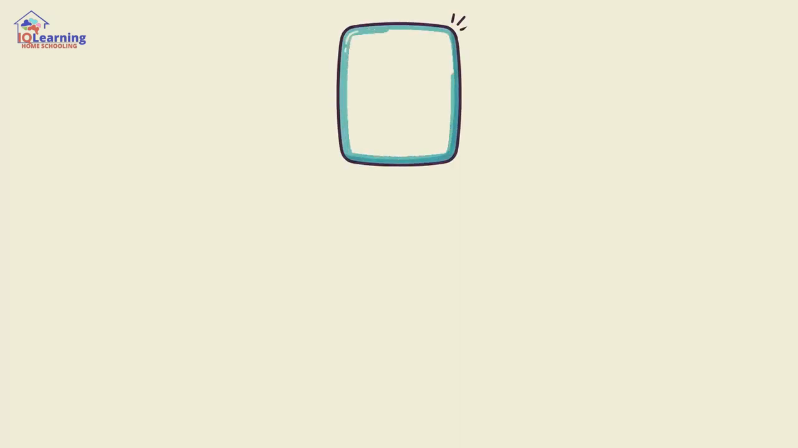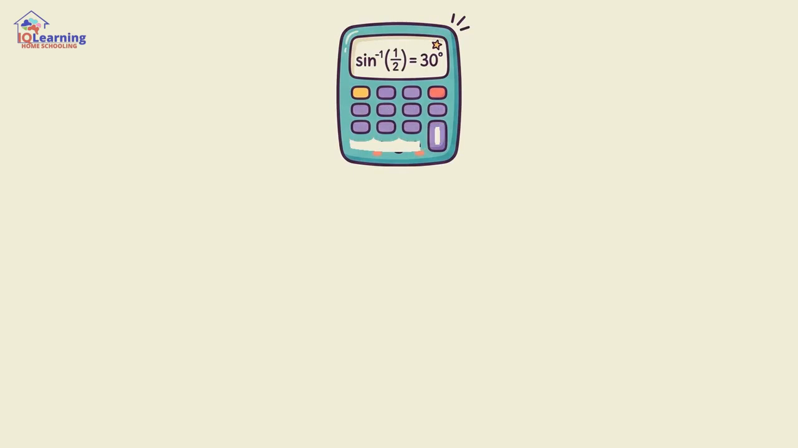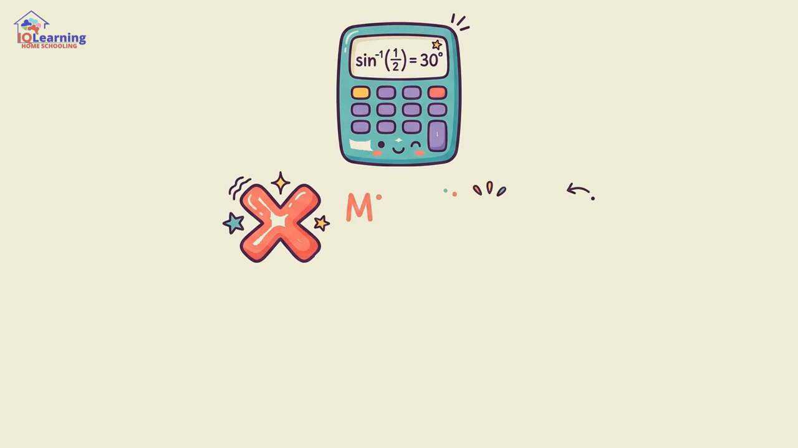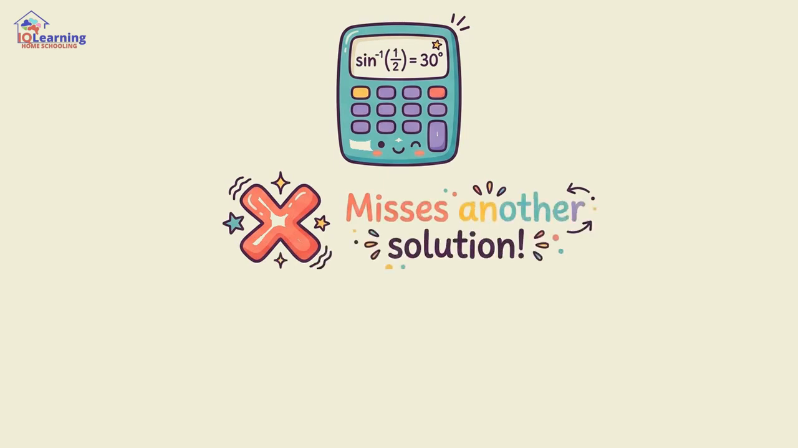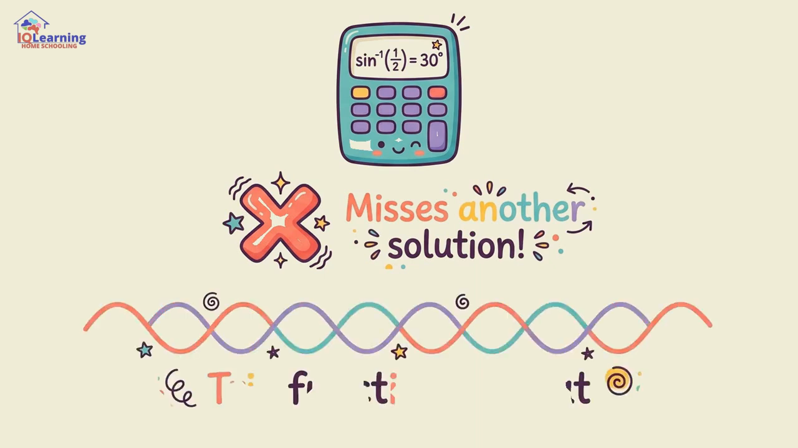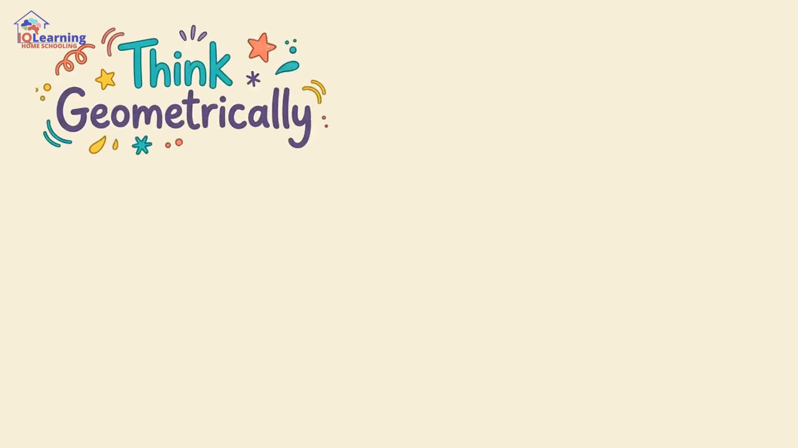At this point, many students immediately grab a calculator and type inverse sine of 1/2. That will give 30 degrees, but if you stop there, you miss another solution. The calculator only gives one angle. The trig function itself repeats values at different angles. So instead of jumping straight to the calculator, think geometrically.